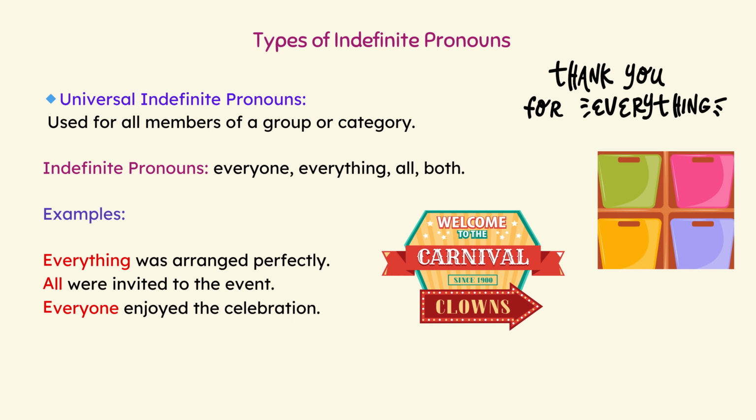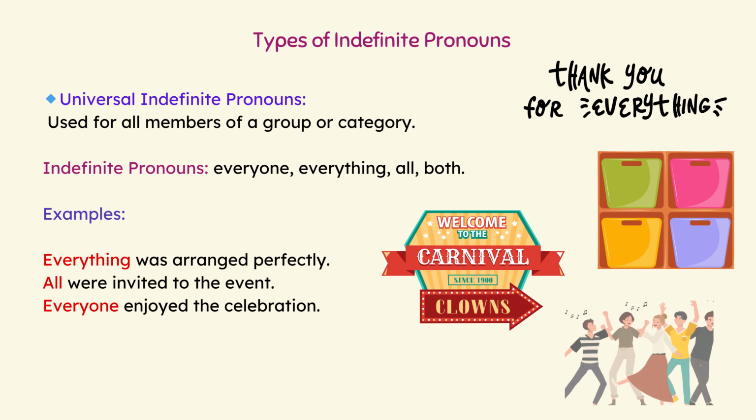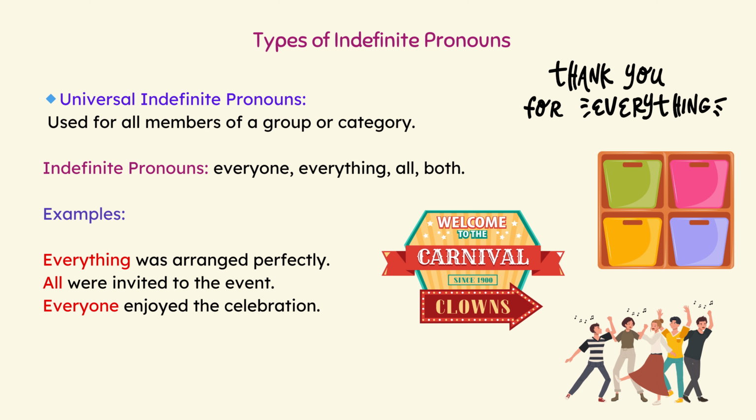Let us now learn about universal indefinite pronouns. These pronouns are used for all members of a group or category. Some common universal indefinite pronouns are everyone, everything, all, and both. Let's look at the examples.